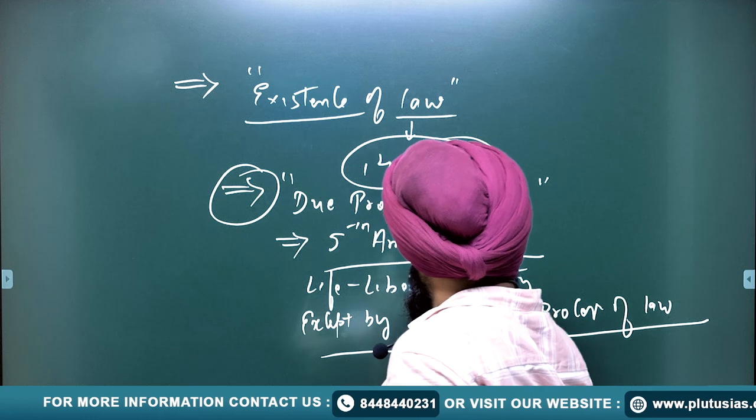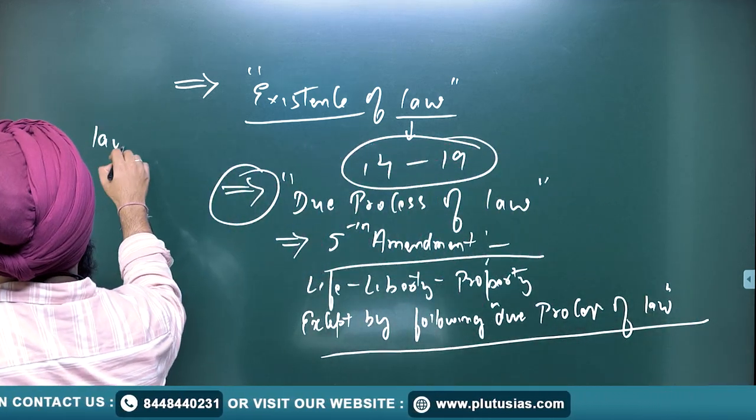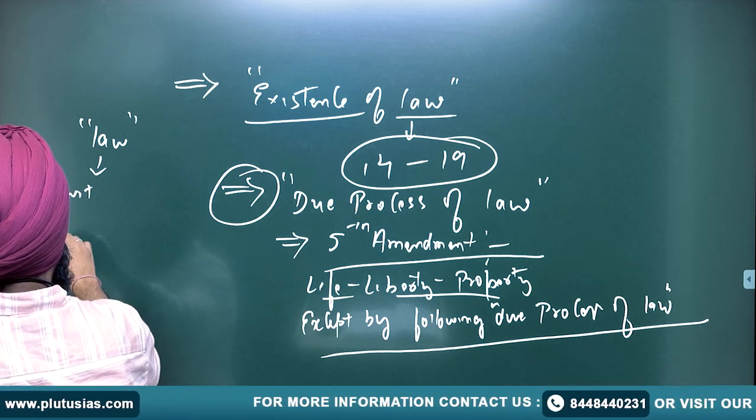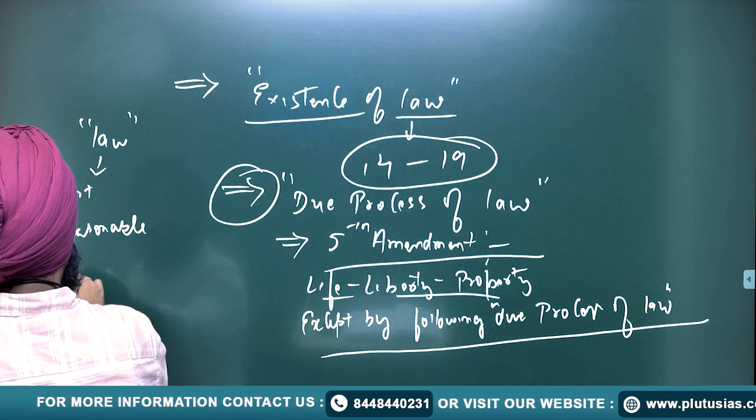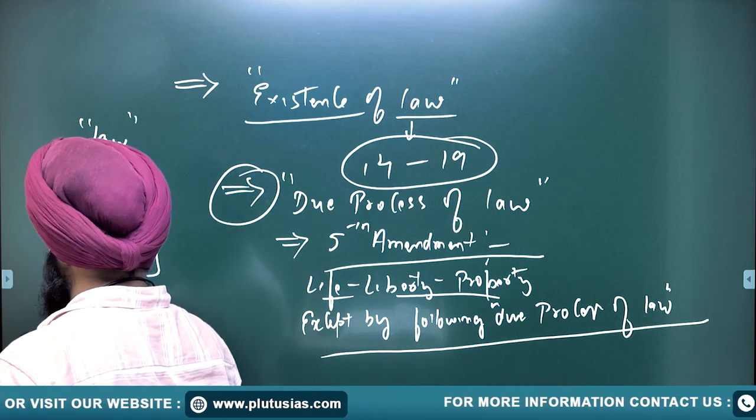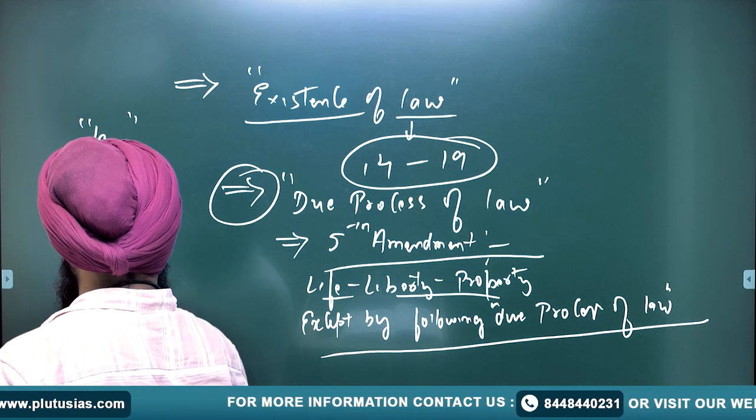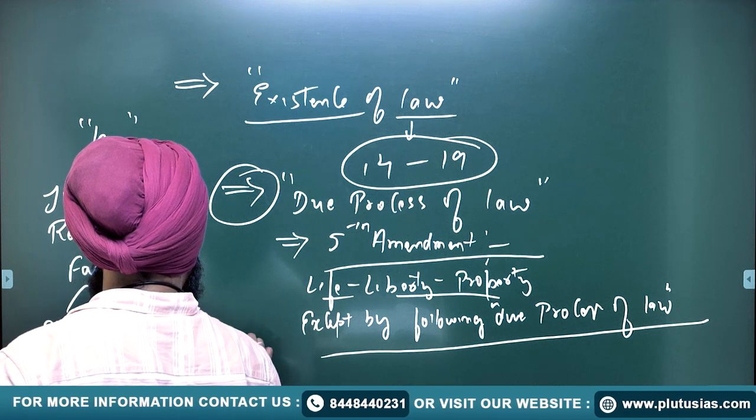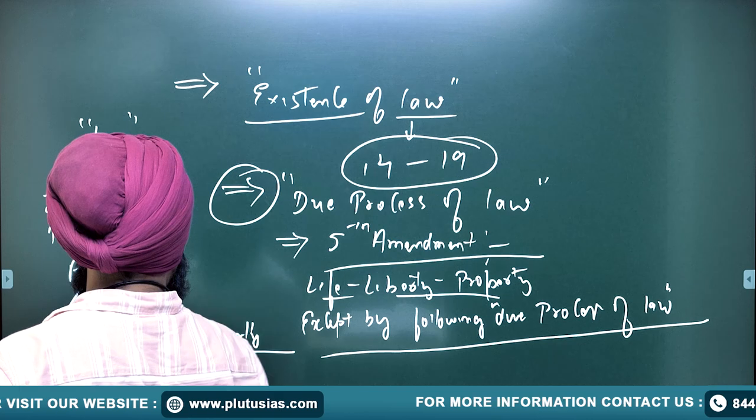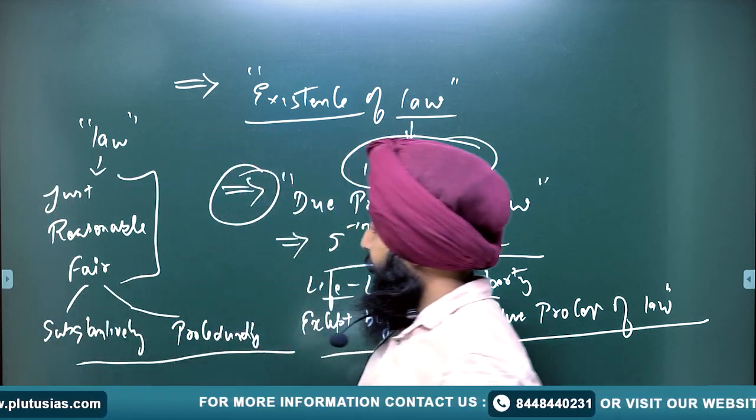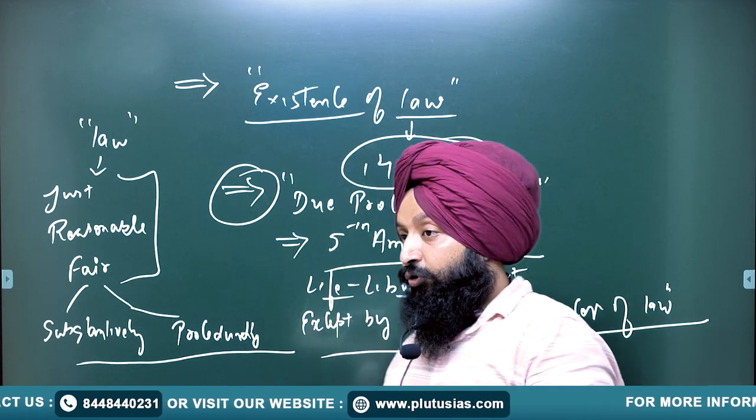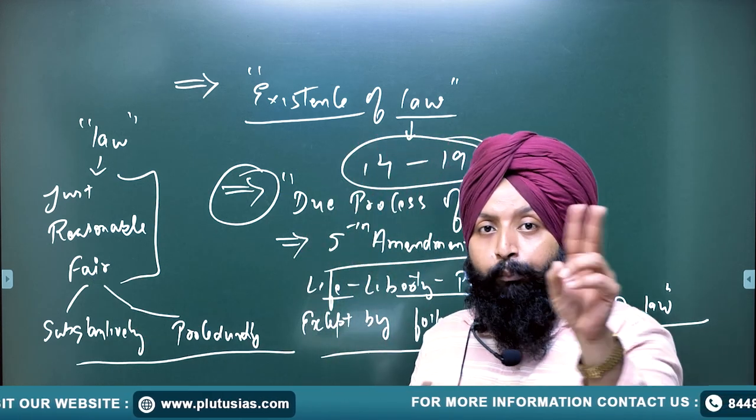Now here the due process of law means that the law that is depriving the person of his life, liberty and property, the law in itself should be just, reasonable and fair, both substantively and procedurally. That means the law that is depriving a person of his life, liberty and property according to the Fifth Amendment of the American Constitution should be just, reasonable and fair, both substantively and procedurally.